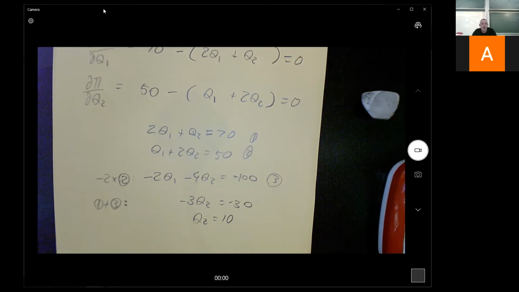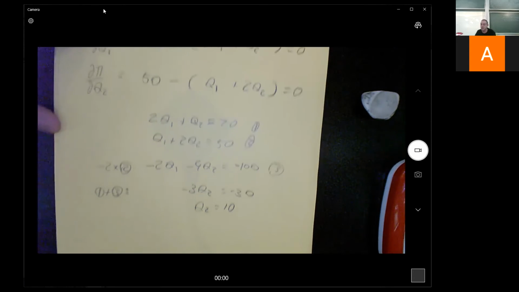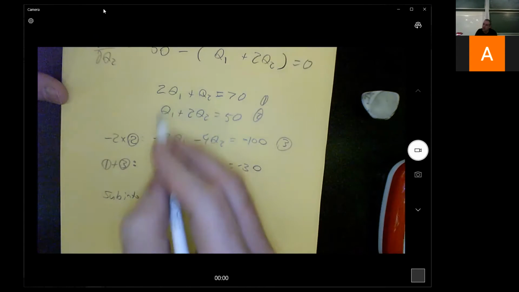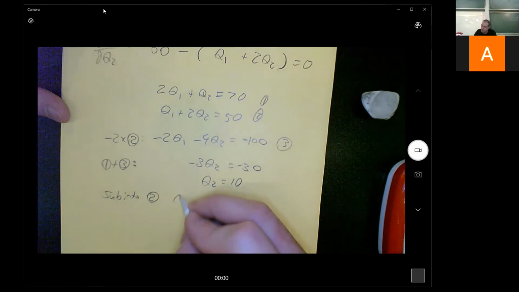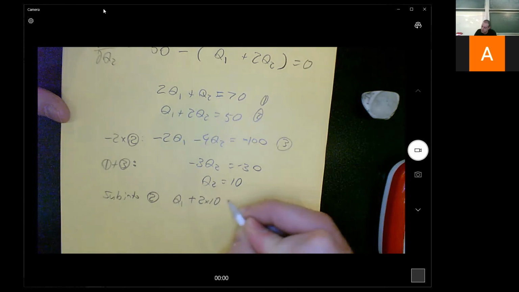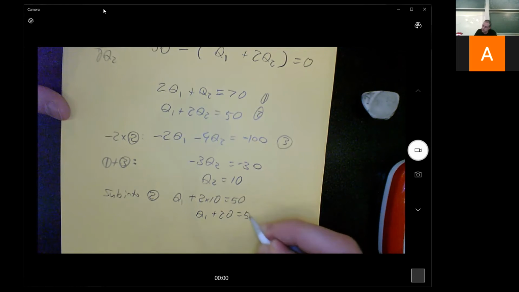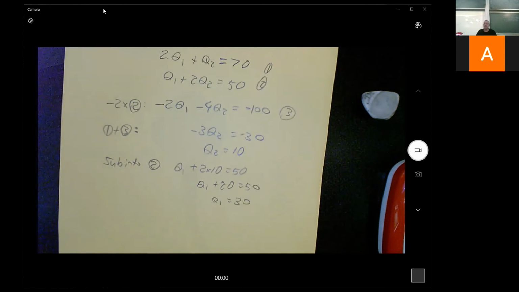And so now I'd sub that back into whichever one seemed easier to figure out what Q1 is. I'm going to sub it into number 2 because that's got a plain Q1 all by itself. So it'll be 50 minus 20, so that's 30. So if there really is a maximum profit at all, as opposed to a minimum profit, it will be at that spot where Q1 is 30 and Q2 is 10.